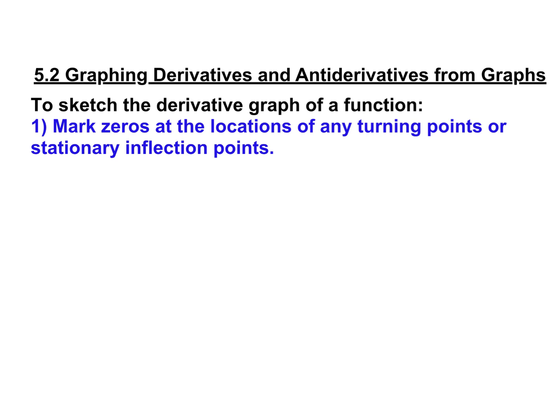All right, so the first thing you want to do is mark any zeros of turning points or inflection points, because once you mark those on the derivative graph, you'll get a clearer sense of where your graph is going to go. And sometimes they will give you a zero, just straight up.